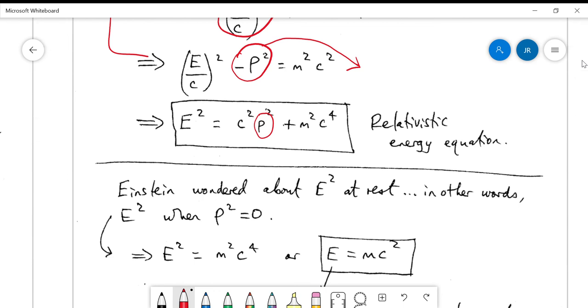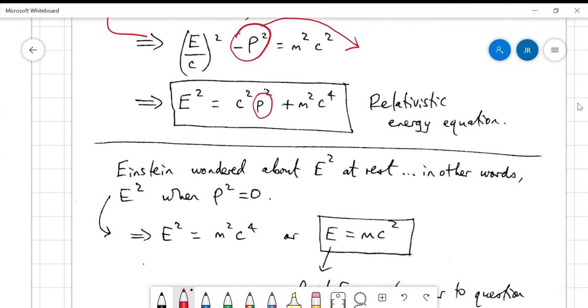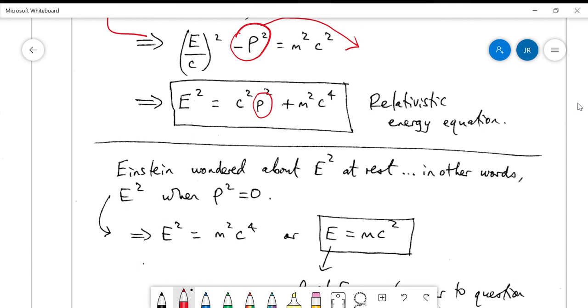So it's not about knowing the right answer. It's about asking the right question. Einstein's genius, one of his geniuses, was asking the right questions. Einstein wondered, what would E squared be at rest? In other words, what is E squared when momentum is zero?